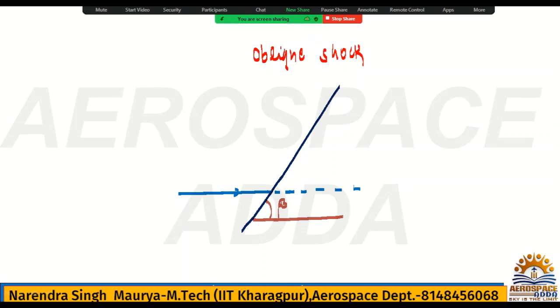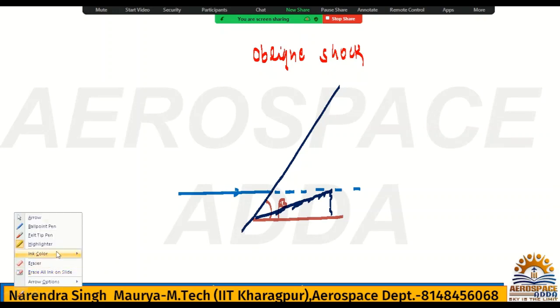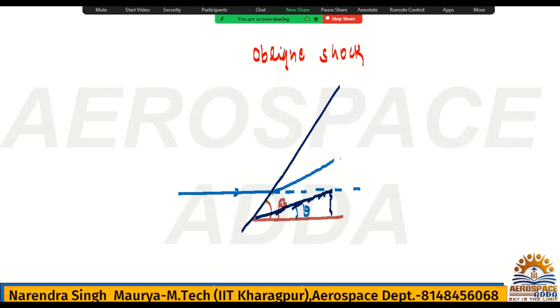This flow should go straight, but it will not go. Why? Because that object is here, and let me draw the object also here. See, this object is here, and this object is making an angle, which is nothing but theta. This angle is theta from the horizon. So obviously this flow will also turn, and it will be parallel to the plane of the object like this.